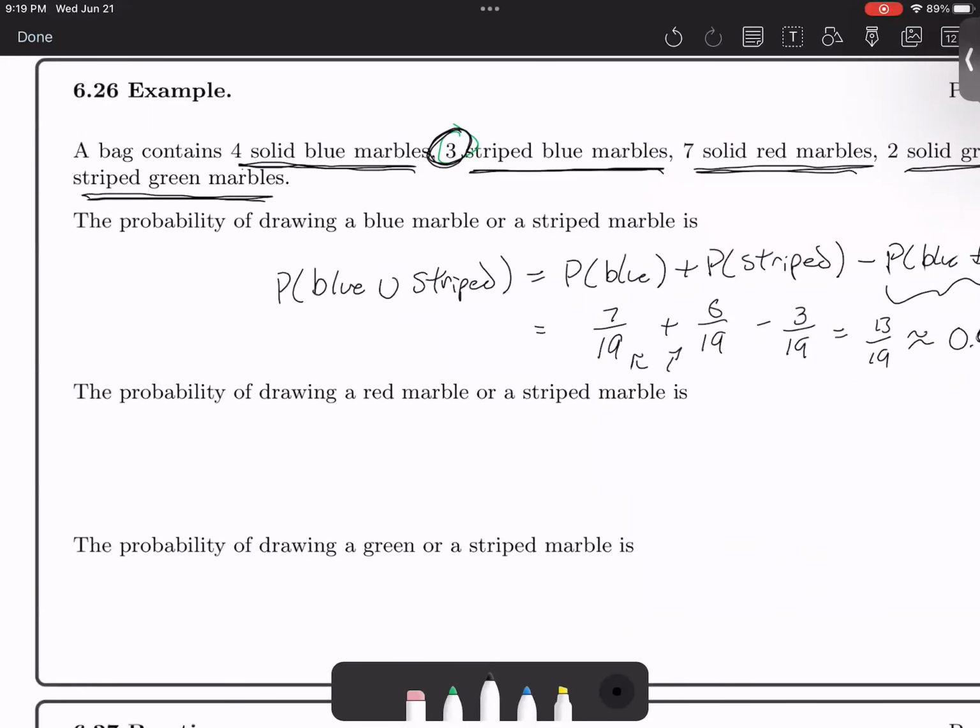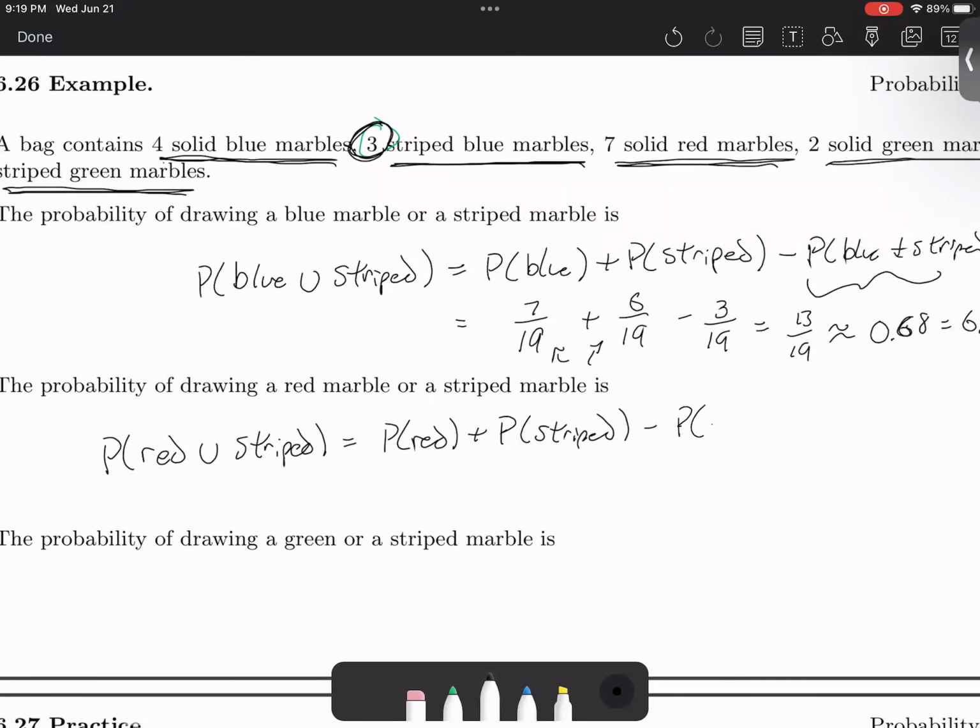All right, the second question, the probability of drawing a red marble or a striped marble. So probability of red or striped will be the probability of red plus the probability of striped. And then we need to subtract off any red and striped marbles, right? Or red intersect striped marbles.